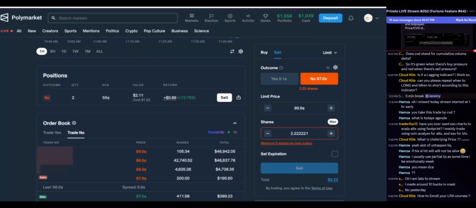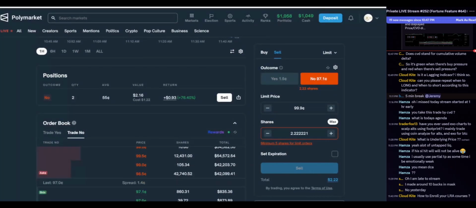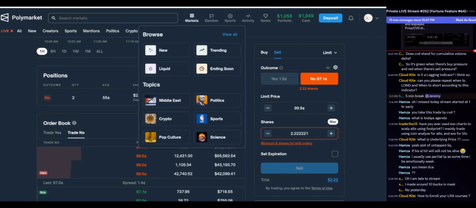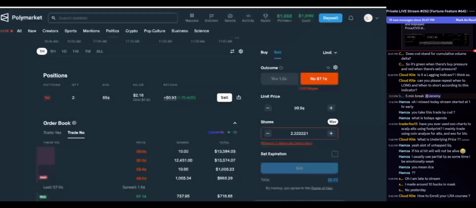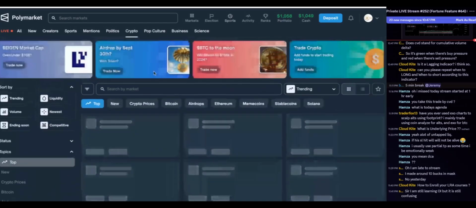Minimum shares for 5, limit for 5. That's annoying. Guess I'll just hold till expiration for the next 20 minutes. So, are there any markets that we want to trade? When it comes to this, let me go to crypto.